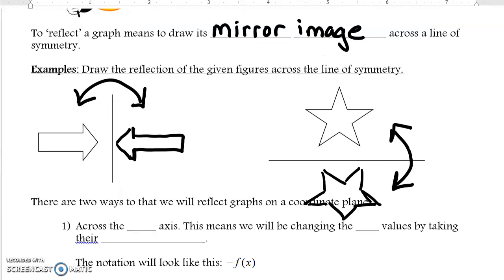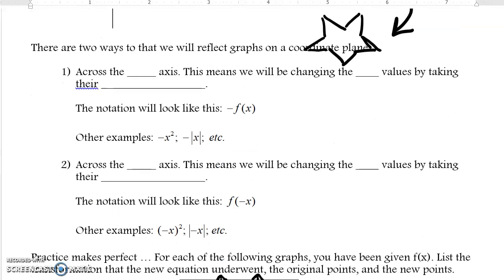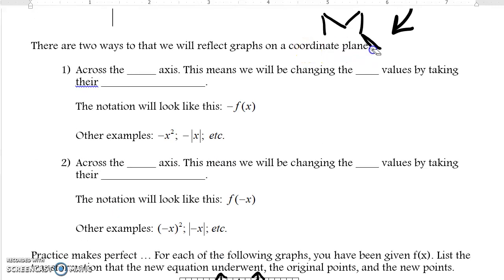So down below here, on the page, it said there are 2 ways that we could reflect on our coordinate plane. So on our coordinate plane, we could reflect across the x-axis. In order to reflect across our x-axis, remember our x-axis is our horizontal axis, that means we need to reflect top to bottom, which means we are going to be changing the y-coordinate. And the y-coordinate will change by way of taking their opposite. So if it's a positive up in the top, it's going to reflect down to the bottom as a negative.